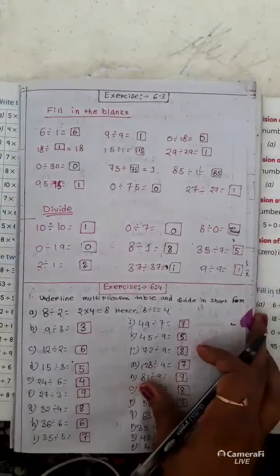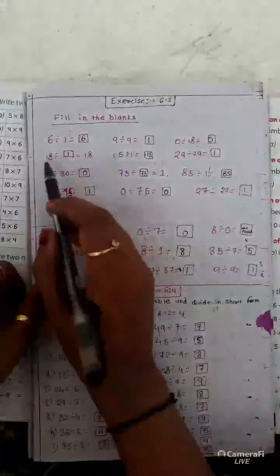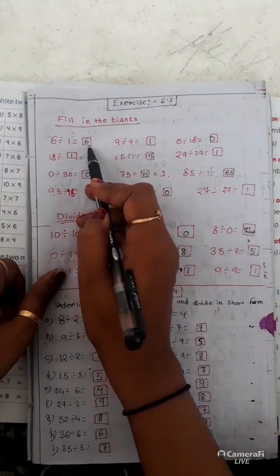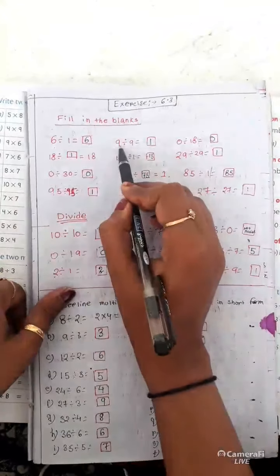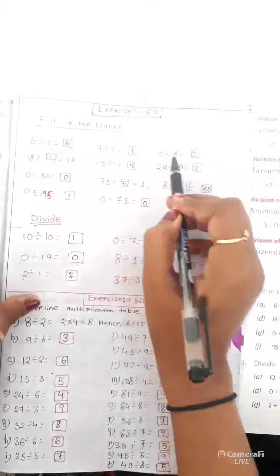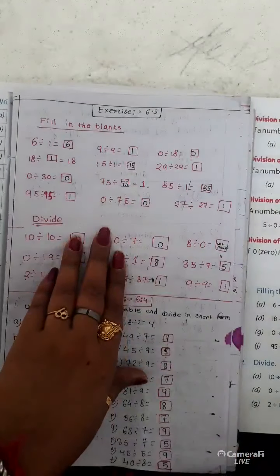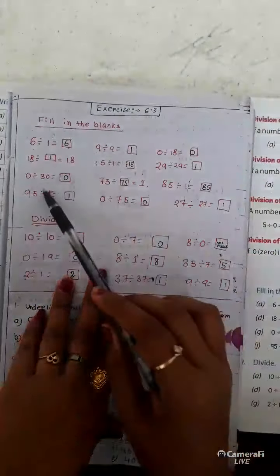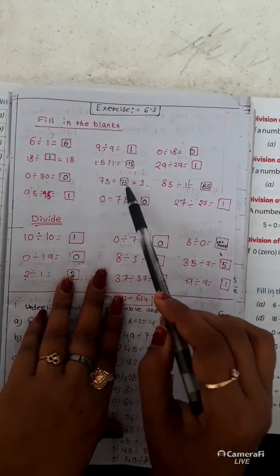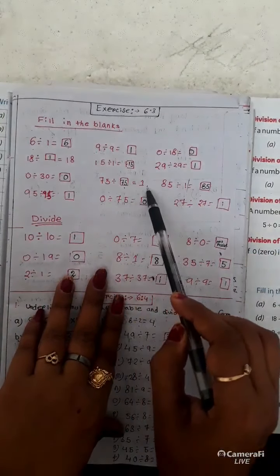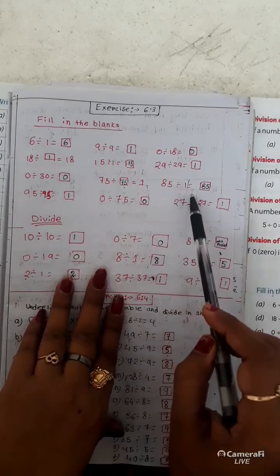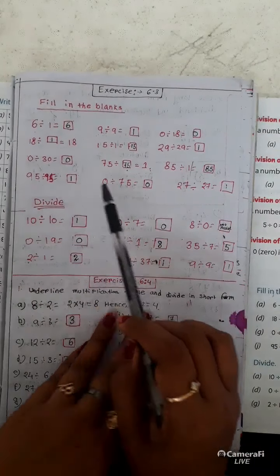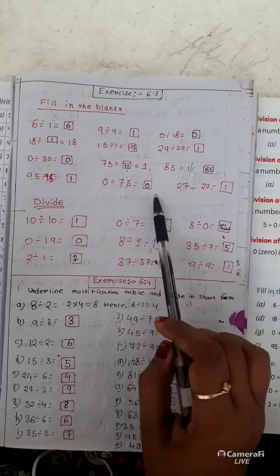Coming to the next thing, fill in the blanks. So 6 divided by 1. 6 1s are 6. So here the answer will be 6. 9 divided by 9, it's 1. And if we divide 0 by 18 or any number, answer will be 0. 0 divided by 30 is 0. 75 divided by 75 is equal to 1. 85 divided by 1 is 85. 95 divided by 95, it's 1. And 0 divided by 95 is 0.